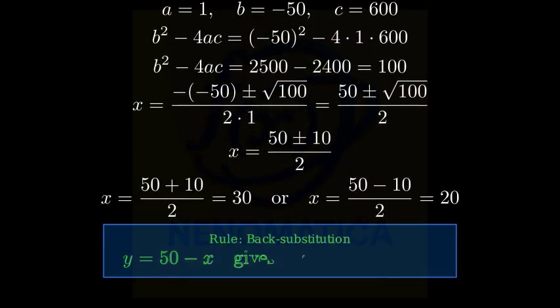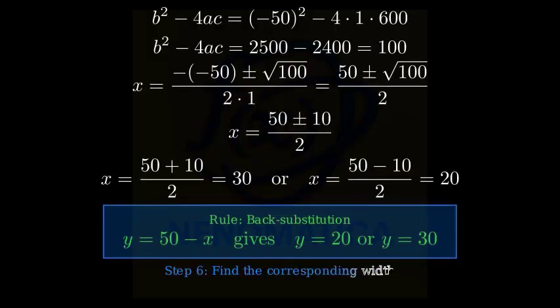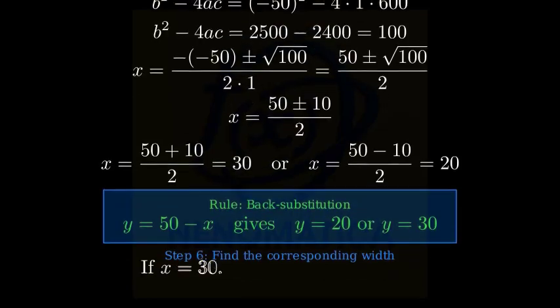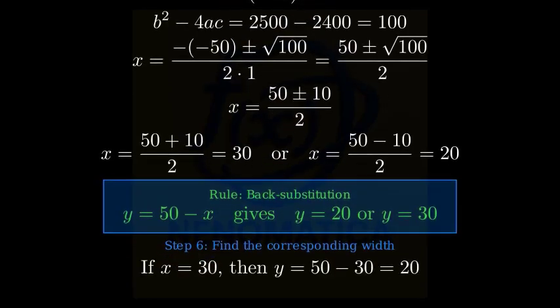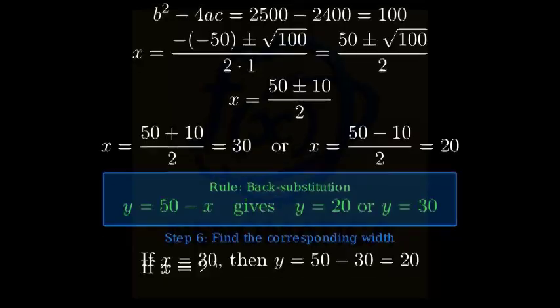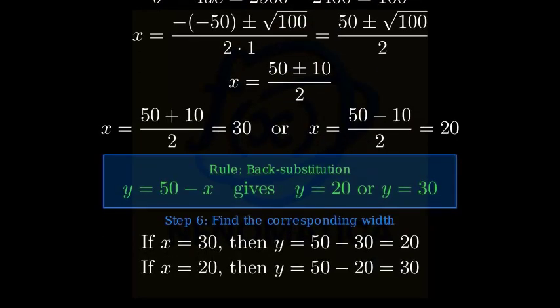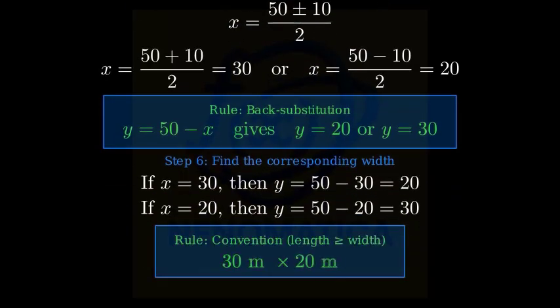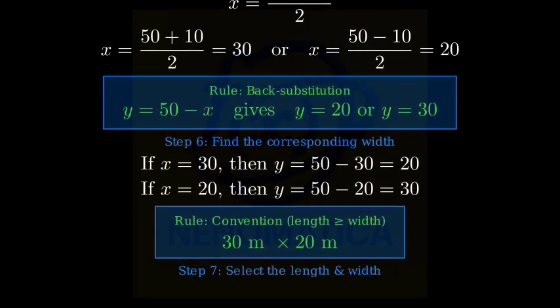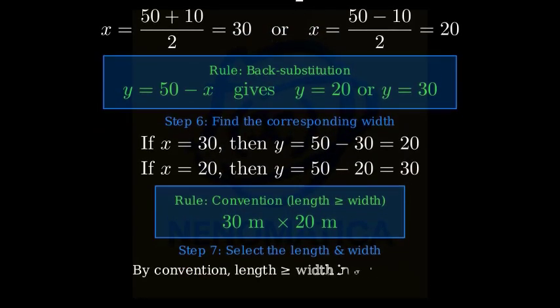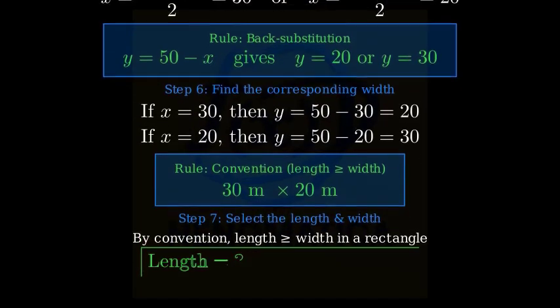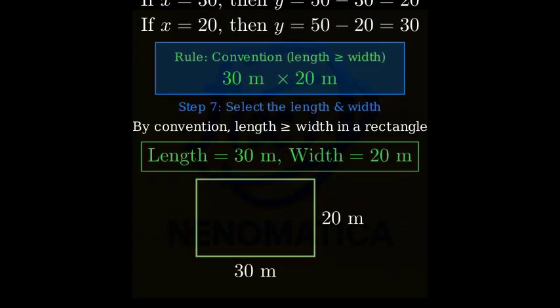Now that we have two possible values for x, let's find the corresponding values for y using our equation y equals 50 minus x. If x equals 30, then y equals 50 minus 30, which is 20. If x equals 20, then y equals 50 minus 20, which is 30. So we have two possibilities, either x equals 30 and y equals 20, or x equals 20 and y equals 30. By convention, we usually define the length as the longer side of a rectangle. So the length is 30 meters and the width is 20 meters.